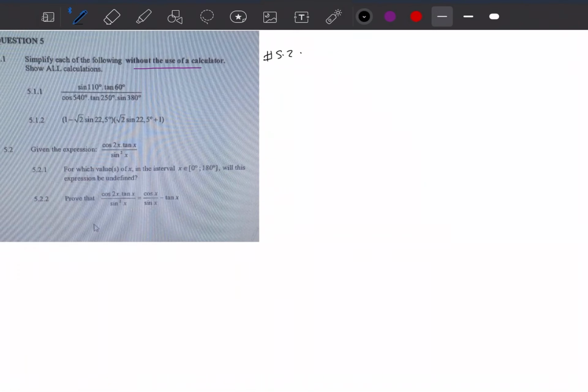Okay, so you're told something like given expression cos 2x times tan x over sine squared x. 5.2.1, for which values of x in the interval x between 0 and 180 would the expression be undefined? Okay, now breathe. Okay, I know it's hard English, but it's not hard. Okay, think about this as a fraction.